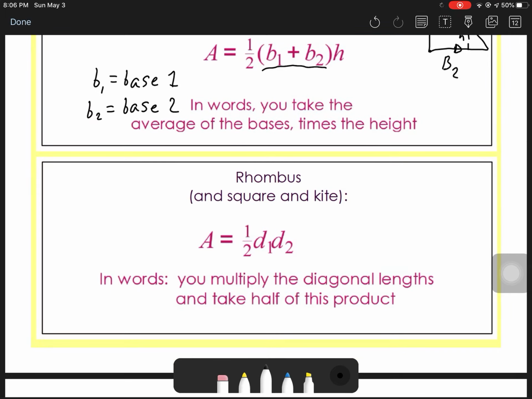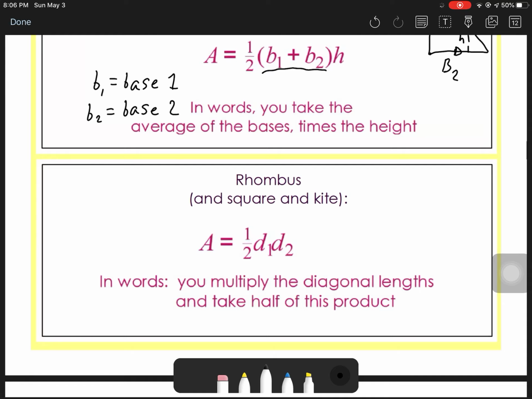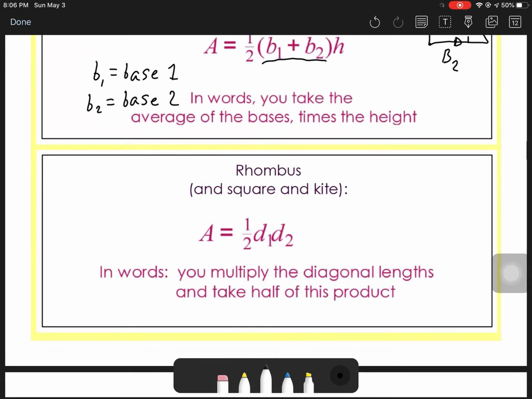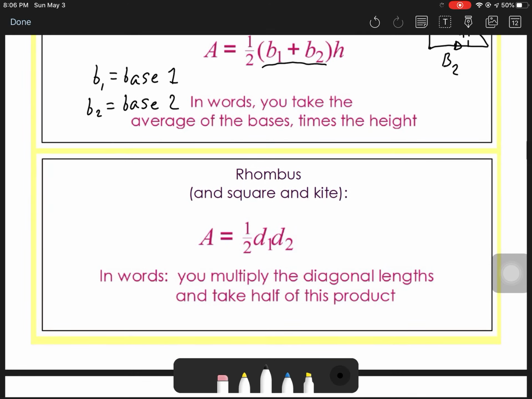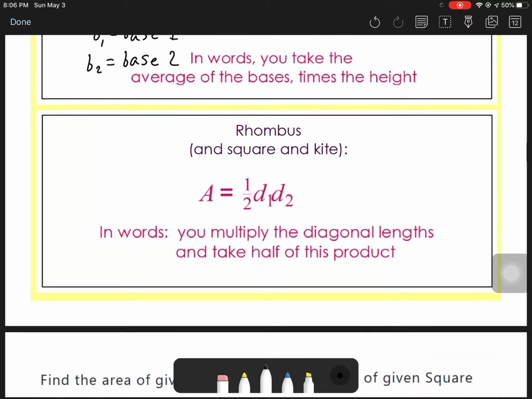Now our rhombus, this works for a square and a kite. You're going to multiply the diagonal lengths and take half of this product. So D1 is for diagonal 1, D2 is for diagonal 2. And remember, the diagonals are like the cross sections. So I'll show you in an example here as well.